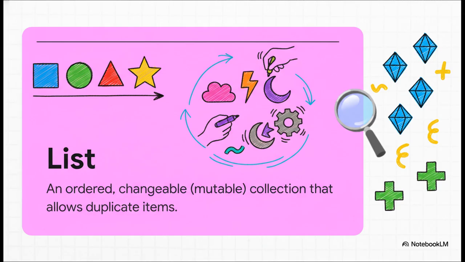First, lists are ordered, which just means your items stay in the exact order you put them in. Simple. Second, they're changeable, or as you'll often hear, mutable. This means you can add things, remove things, or change things whenever you want. And finally, they don't mind duplicates at all. You can add the same item in there 5 times if you want.